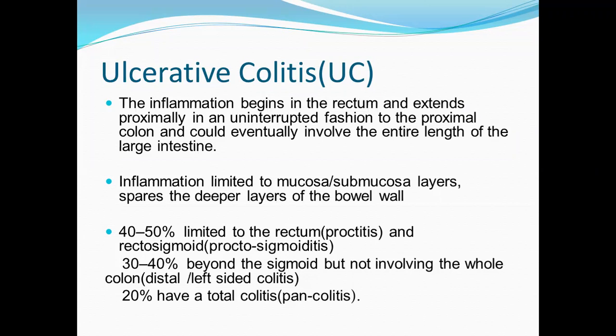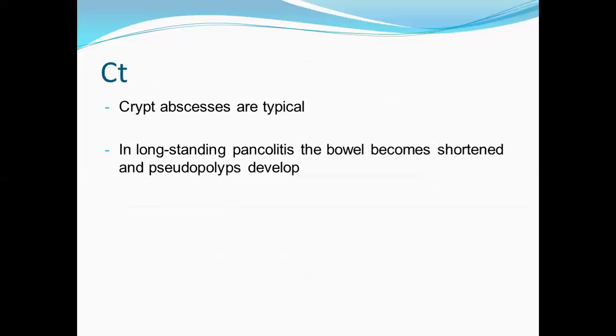So 40 to 50% of this pathology is limited to the rectum, and when it's like that, we call it proctitis, ulcerative proctitis, or, with the rectosigmoid, proctosigmoiditis. 30 to 40% are beyond the sigmoid, but do not involve the whole colon. They get to the splenic flexure, where we term them left-sided colitis or distal colitis, and 20% involve the entire or the total colon, which is called a pancolitis.